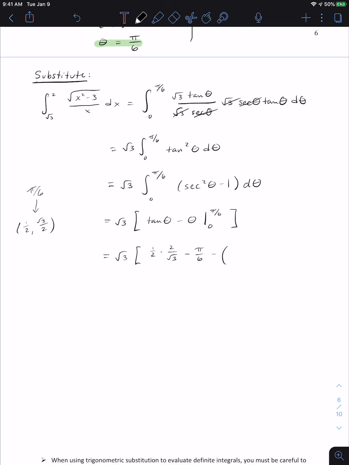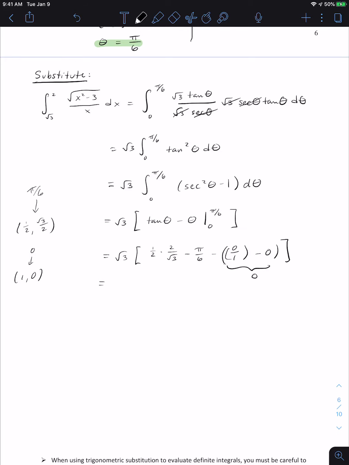Now subtract tangent at 0. Remember, what are my values at 0? They are the x value 1, the y value 0. So this would just be 0 over 1, which is 0, minus 0 is what I was plugging in. Right, so this all nets to 0.